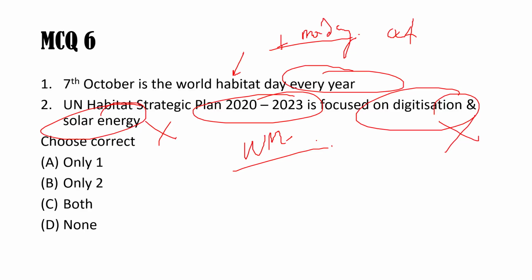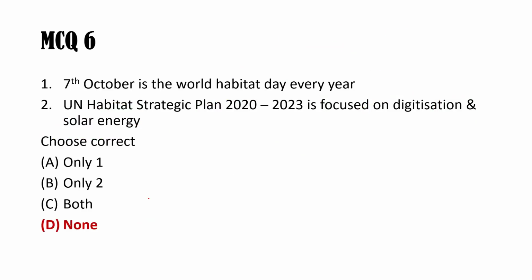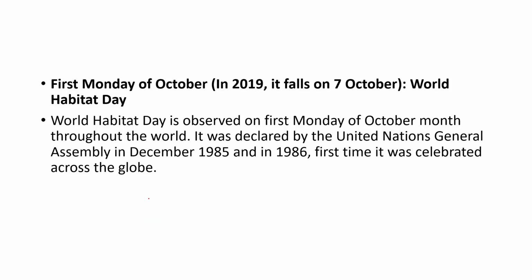All the emission, pollution, and mismanagement issues, disease issues, they are related with the waste management issue. So this plan is there for that. So D is the answer. Both the statements are wrong, because it is not every year on 7th October, but the World Cotton Day will be on 7th October. So that's important.